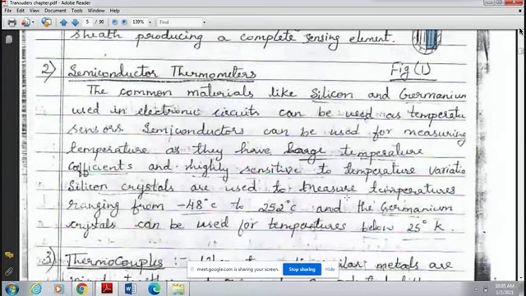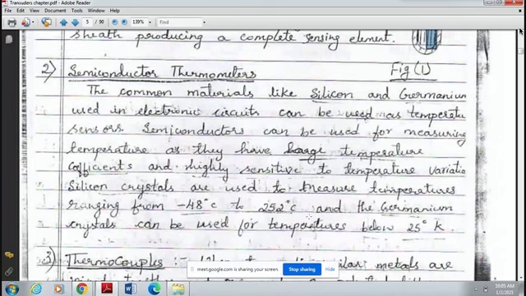Okay, so here you can look. I told you there are two materials which can be used as semiconductor thermometers. So why are these selected? There are two types: silicon and germanium. Silicon crystals can be used to measure temperature ranging between minus 48 degrees Celsius to 252 degrees Celsius. Okay, silicon can be used whenever you want to measure the temperature. So whenever the temperature you're measuring ranges between minus 48 degrees to 252 degrees Celsius, you are going to select silicon as the best material.